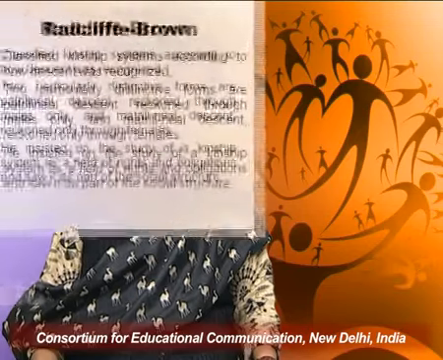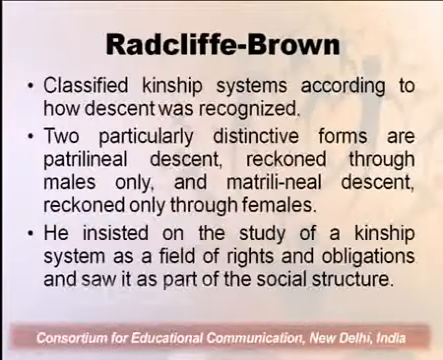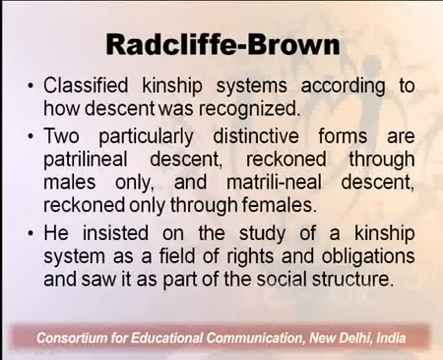The second anthropologist is Radcliffe Brown. Radcliffe Brown is a structural functionalist. He is trying to understand the role that kinship plays in maintaining the structures of the society. For him, kinship systems are classified according to descent. I have already said that for Radcliffe Brown, it was very significant to understand the descent principle as differentiating between a patrilineal society and a matrilineal society. Two particular distinctive forms are patrilineal descent, reckoned through males only, and matrilineal descent, reckoned through females only.